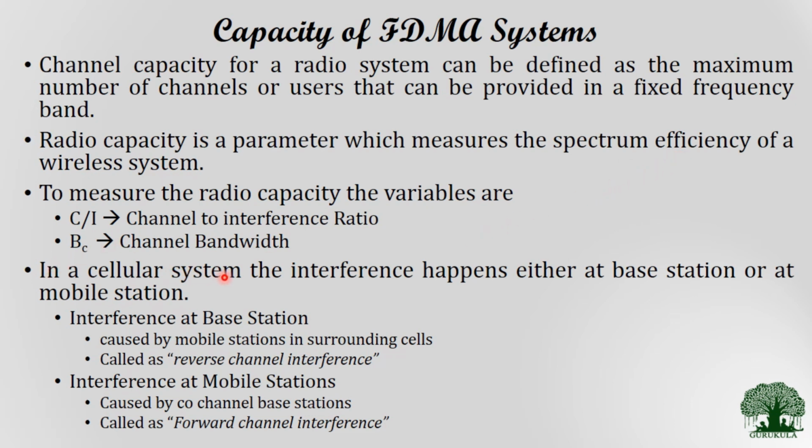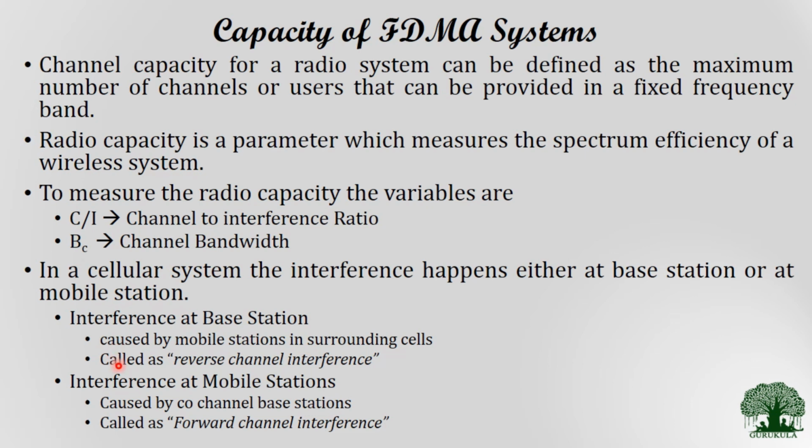So as far as a cellular system is concerned, the interference can happen at two stations, either at the base station or at the mobile station. So when we consider interference at the base station, the interference at the base station is mainly caused by the mobile stations in the surrounding cells. So whatever mobile stations are present in the surrounding cells, the signals generated by those mobile stations will be causing the interference at the base station.